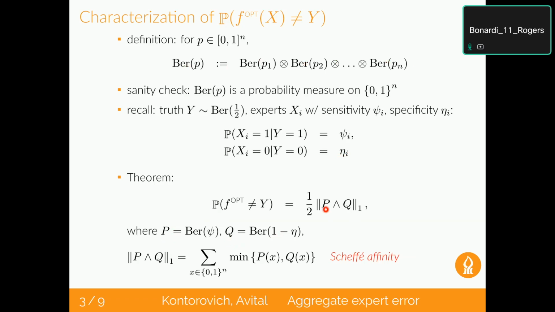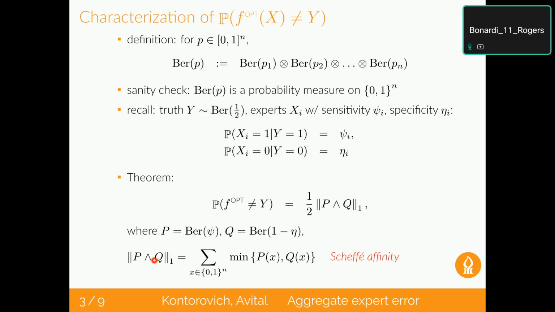And now I take p and q and I wedge them. And what is wedge? Wedge just means take the pointwise minimum value of the two distributions, and I sum. So compute the L1 norm of that pointwise minimum, right? And half of that is exactly the probability of the error of the optimal procedure.